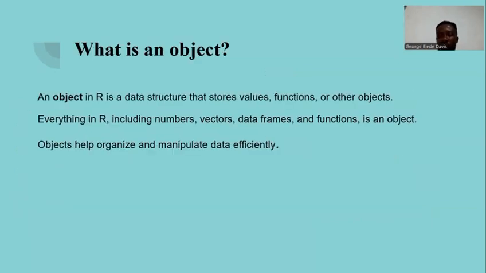What is an object? First of all, let's understand what an object is. When we talk about objects, we're talking about data structures that store our values, functions, or other objects, right? Everything within the software we consider as an object. Objects are the numbers, the vectors, the data frames, even the functions we use are considered objects. Objects help us to organize our data and work with it effectively.